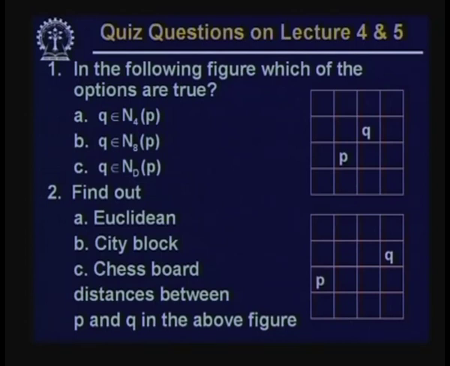In the first one, you have been given 2 points P and Q. You have to determine whether Q is a 4 neighbor of P, Q is an 8 neighbor of P, or Q is a diagonal neighbor of P. Second problem, again between 2 points P and Q, you have to find out what is the Euclidean distance, what is the city block distance, and what is the chessboard distance.